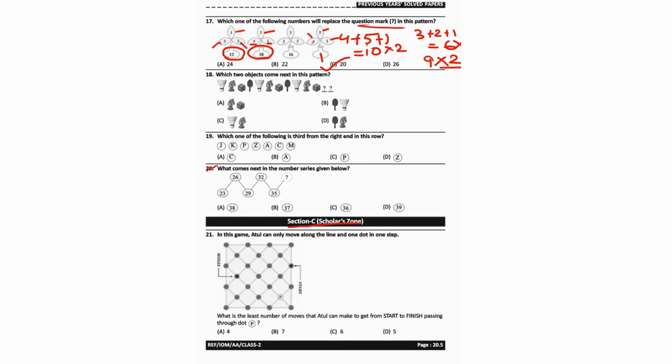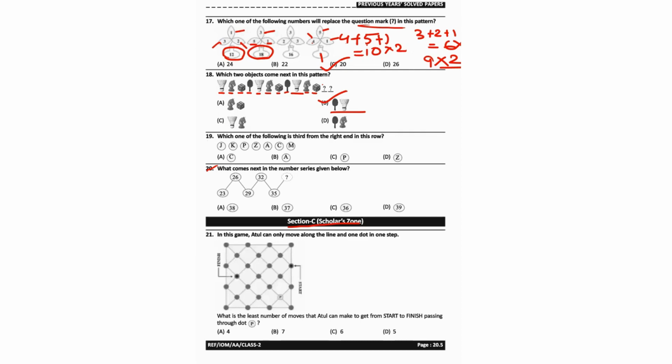Okay. Next, number 18. Which 2 objects come next in this pattern? The cock, the horse, the dice, and the badminton bat. Again, repeated: cock, horse, dice, and the badminton bat, or the chess boards, you can say. Next, same is repeated again. Cock, horse, dice. So what should come next? The badminton bat, and again the cock. So option B. First the badminton bat shall come up. Again it will start with the cock.